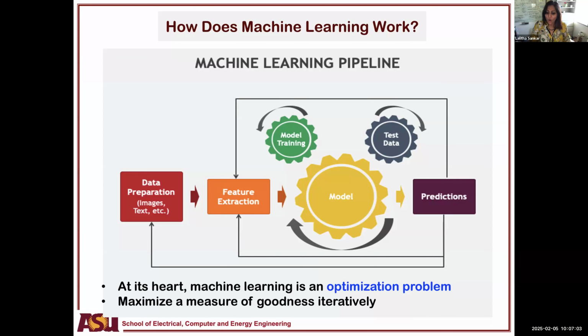Okay? And so everything is driven by a measure of goodness. And you keep enhancing that measure of goodness, and you do this iteratively because the data is too large and the problems are so complex. We don't have closed form, simple solutions that you can just encode and solve for.